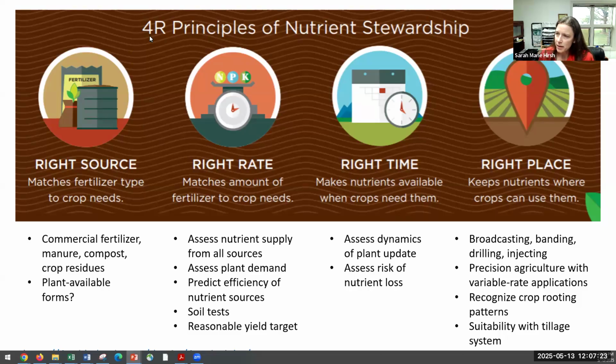So I'm sure everybody has heard about the 4R principles of nutrient stewardship, and this can apply to different nutrients, but we're going to talk about it in terms of nitrogen today. So the right source, the right rate, the right time, and the right place. If we think about our nitrogen in terms of those 4 things and try to optimize them, then in the end, we're going to have more of the nitrogen in the system being fed to our plants or our crops.